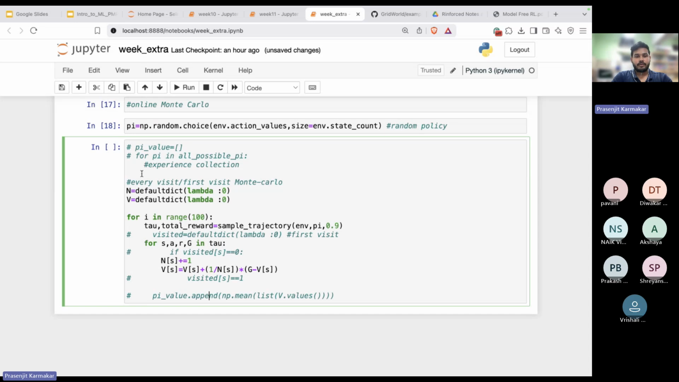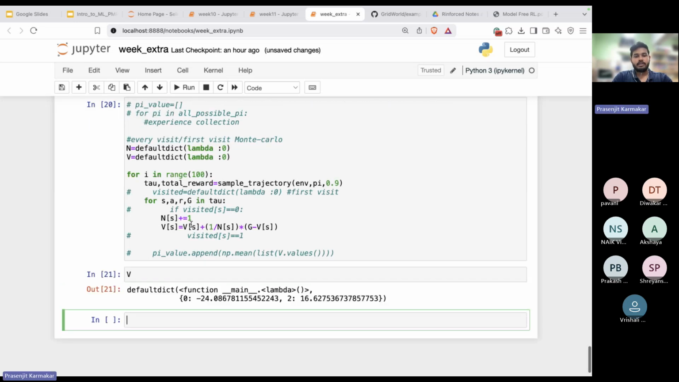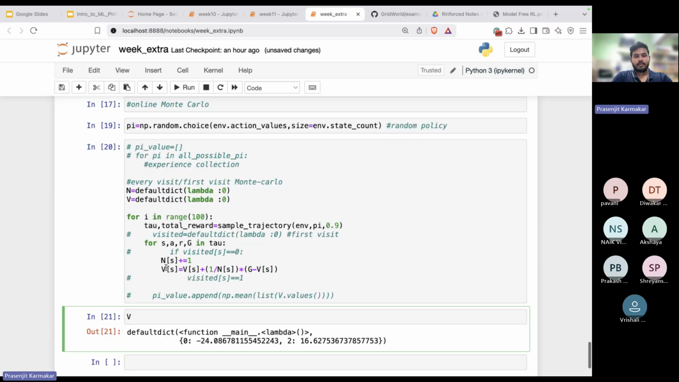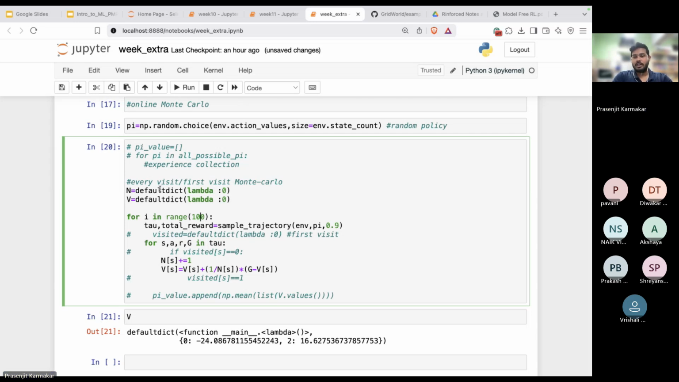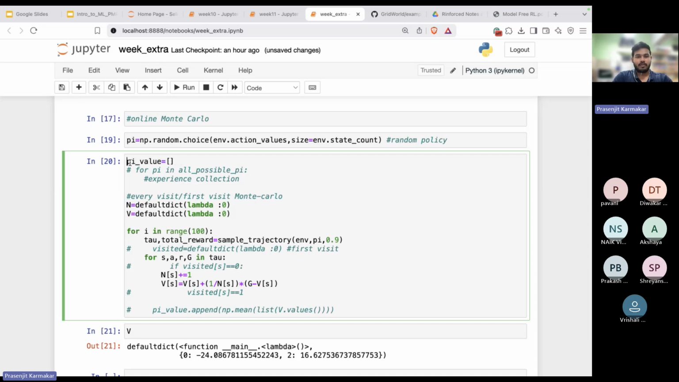Okay. Now let's evaluate for this pi once. Done. So v is these two states. So that's a small environment, right? Now I am still going for 100 episodes, but I'm not storing them. I am just collecting one episode or one trajectory tau and then updating my value function. So it's an online method. It doesn't rely on storing the experience. Okay. Now let's go with the entire thing. This pi value, let's see whether it converges to the same thing or not.